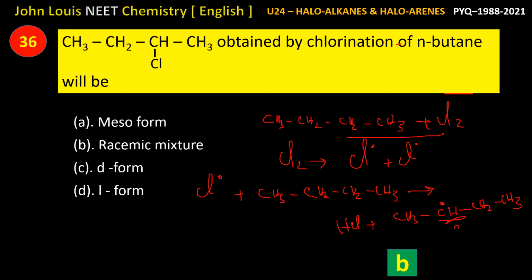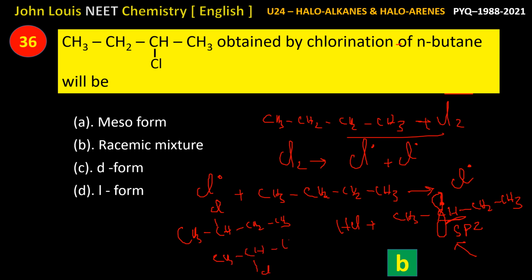So now this is sp2 hybridized. When sp2 hybridized, the p orbital will be projecting up and down. So now the next chlorine free radical can attack either from the upper side or from the bottom side. So it can attack from two different sides. Therefore we will get two different products. What are they? Suppose it attacks from the upper side, chlorine will come here, CH3, CH, Cl, CH2, CH3. If it is attacked from the downside, you will get CH3, CH, Cl, CH2, CH3.